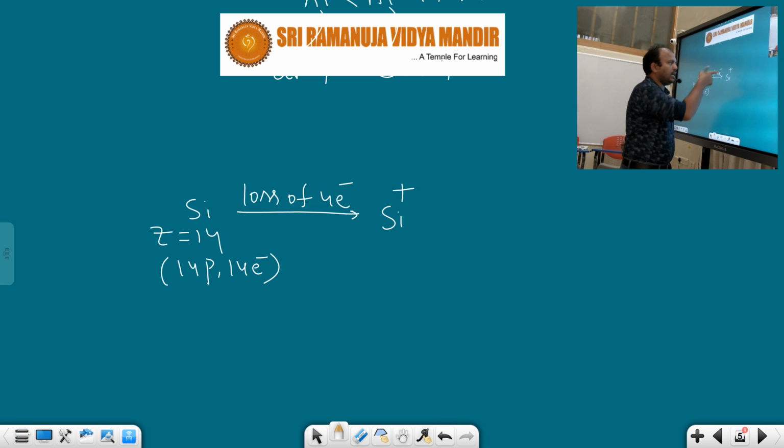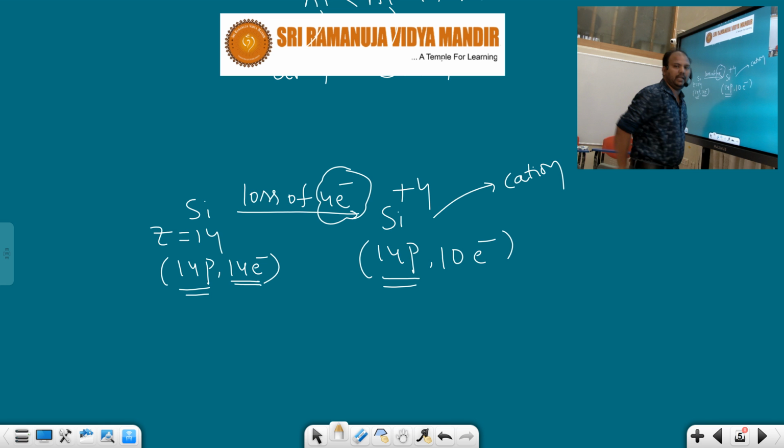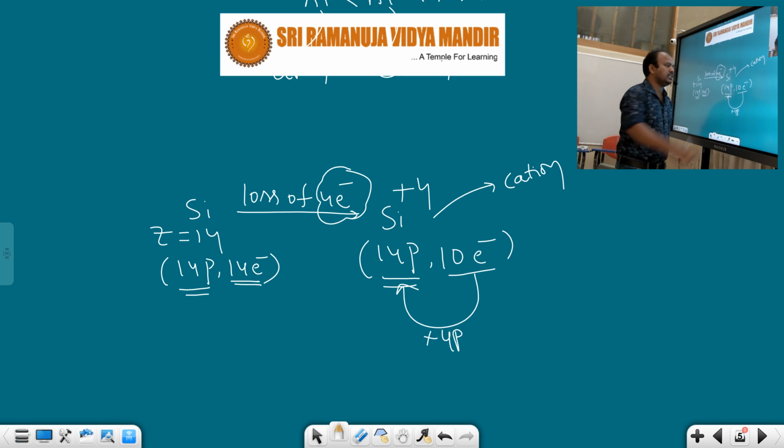Then only the Si4+ cation will be formed. Proton number is always the same. Here also 14 protons, here also 14 protons. But the silicon atom contains 14 electrons, and this atom loses 4 electrons. So out of 14 electrons, it donates 4 electrons and has only 10 electrons. Understood or not? Comparing electron number, which number is more? Proton number is more. How many protons are more? 4 protons. Protons mean positive charge. That's why this charge is plus 4.